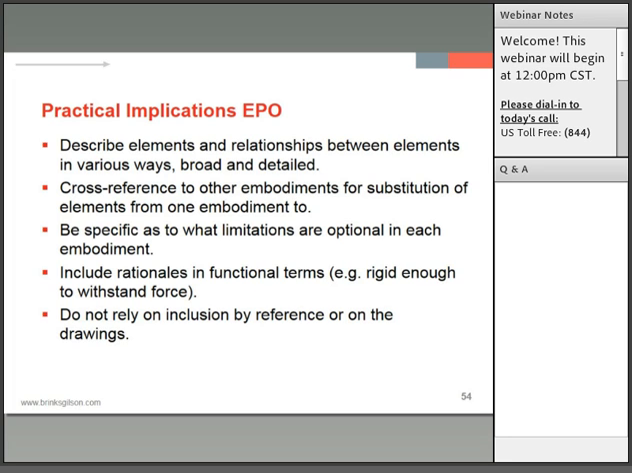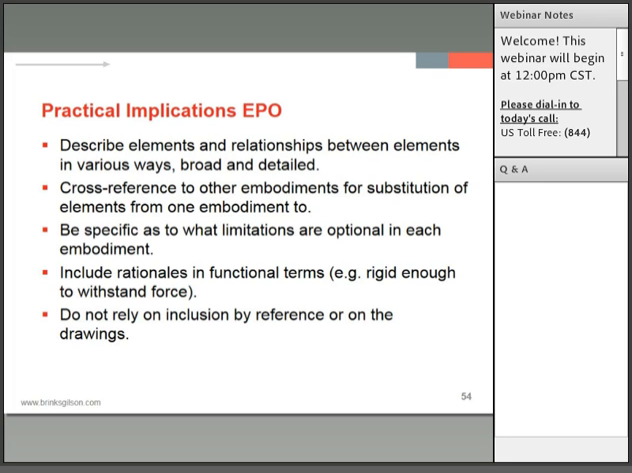Also, be very specific whether a limitation or a feature in the description is actually necessary to perform the desired function, or whether your problem that you want to solve can be solved without that.